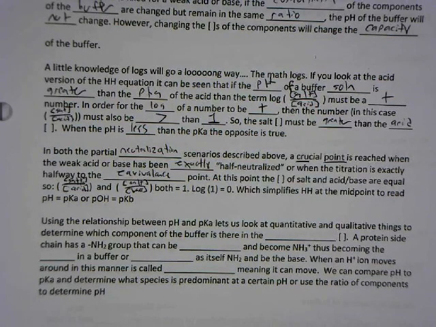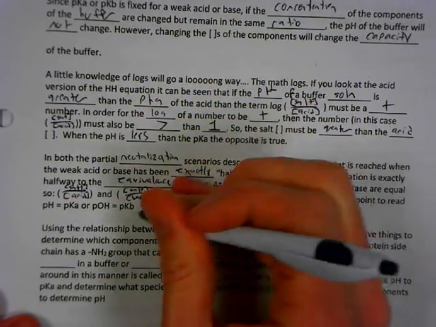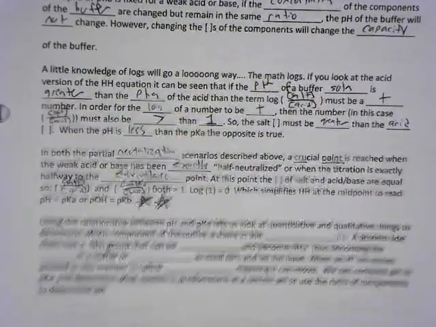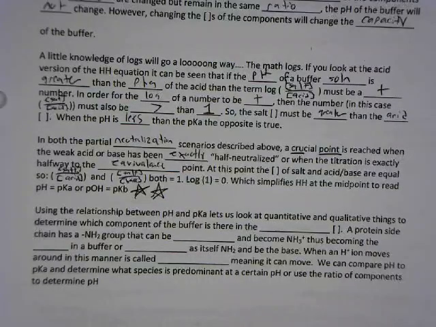What's the midpoint? The midpoint is halfway to the equivalence point. Remember the titration curves? The titration curve looked like this, up, over. The midpoint is halfway to this. So at the midpoint, pH equals pKa. That is so important to know, because this will save you a lot of work.